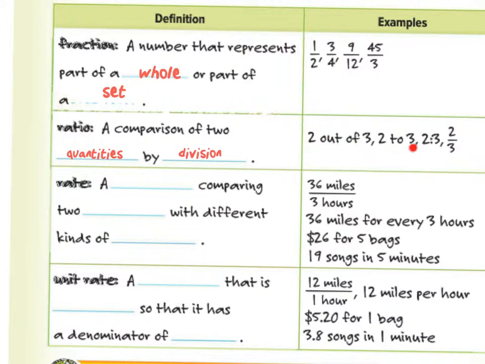Or 2 to 3, 2 girls to 3 boys in each class, meaning for every 3 boys, there's going to be 2 girls in the number of students in class. 2 to 3, or 2 out of 3. So what we're doing is we're comparing two values.